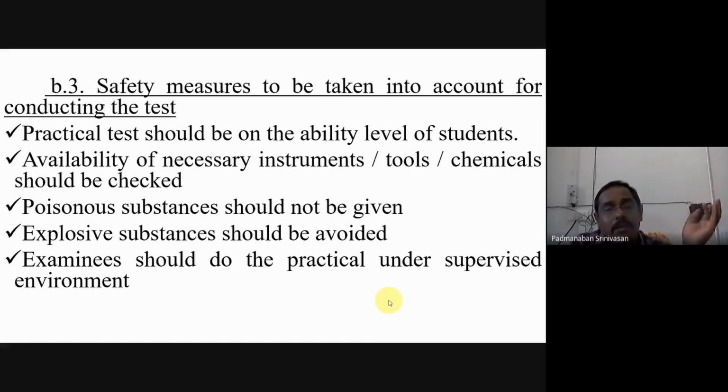The titration will be done by the students. So poisonous substances should not be used, and even sodium is somewhat highly reactive, so that also we can take and use only under the supervision of the faculty. So these things, and the fourth one is that I am referring to sodium, an explosive substance. So UG people will be using it.